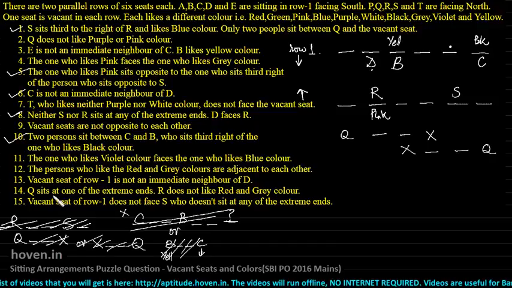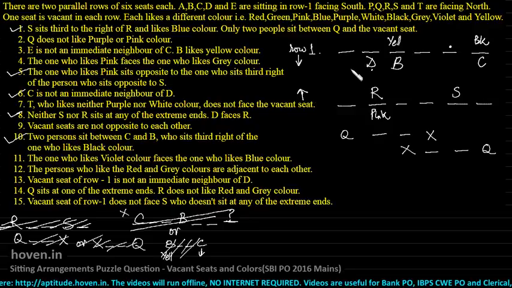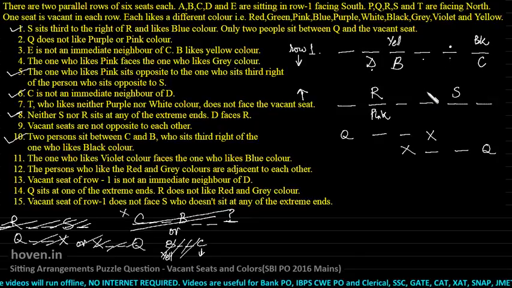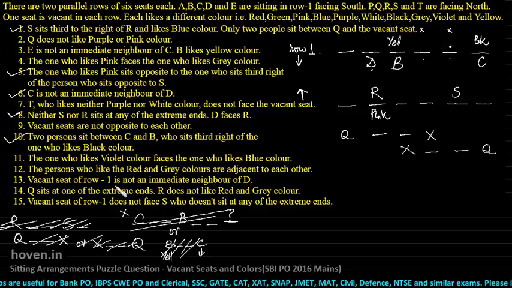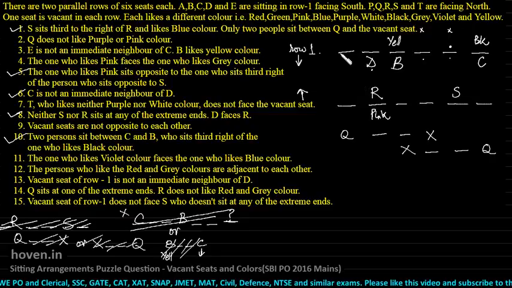No idea. Vacant seat of row 1 is not an immediate neighbor of D. So let us see whether we can consume. Vacant seat can't come here. Vacant seat can come either here or here. So I'll temporarily mark a small x here and small x here because these are the only two places where vacant seat can come. Vacant seat of row 1 is not an immediate neighbor of D. This means vacant can't be at this position.